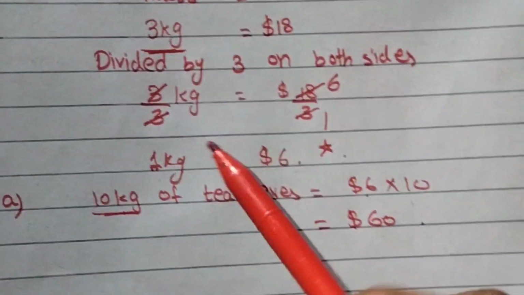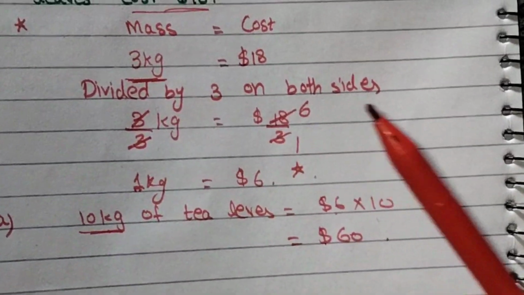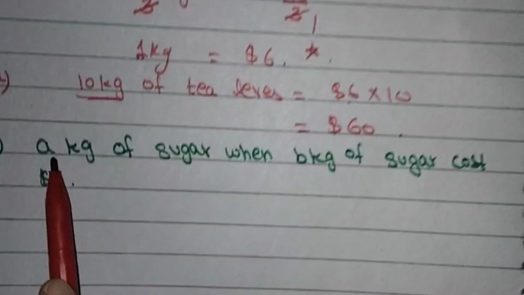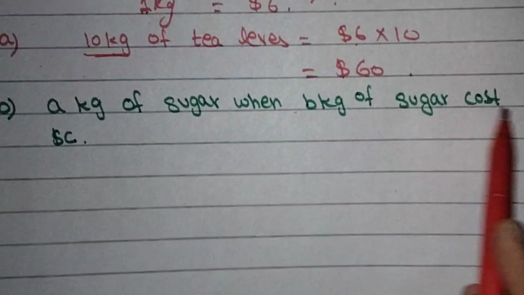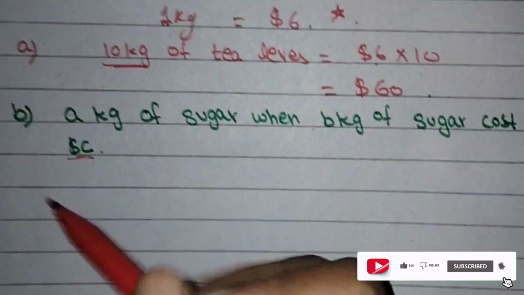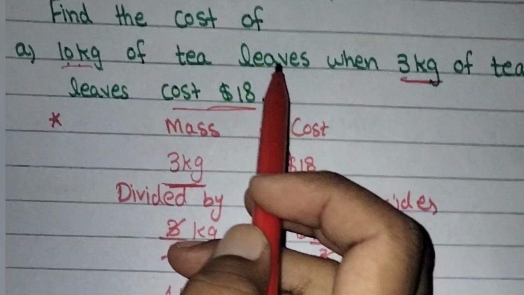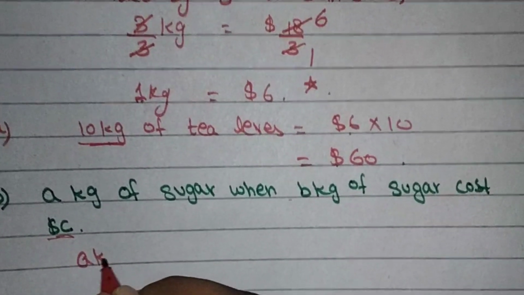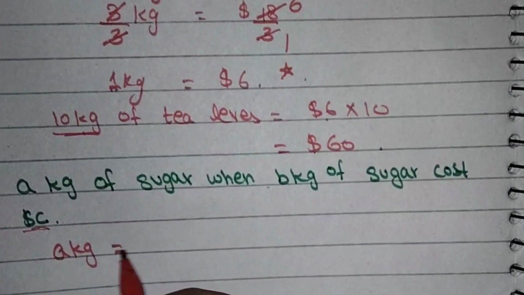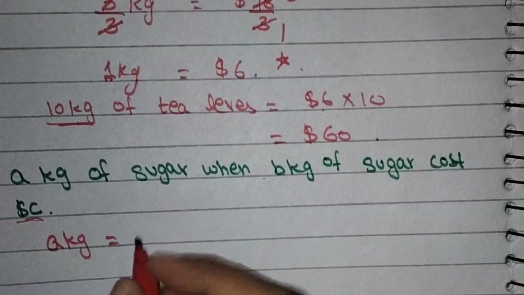Now I want to solve part B of question number 5. In part B they asked for the cost of a kg of sugar when b kg of sugar cost $c. As in part A we found the cost of 10 kg of tea leaves, now we will find the cost of a kg of sugar.